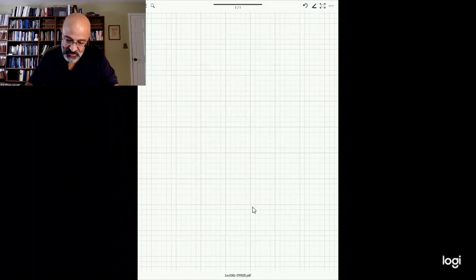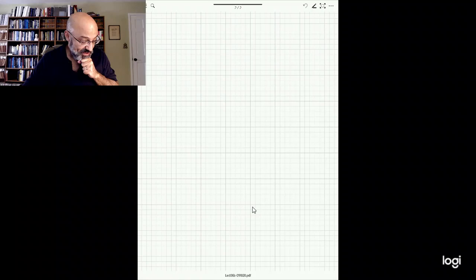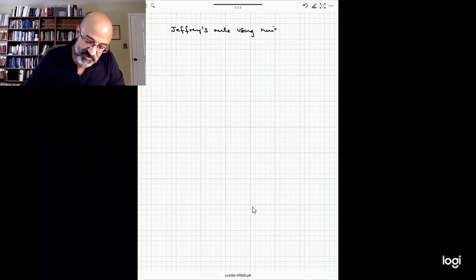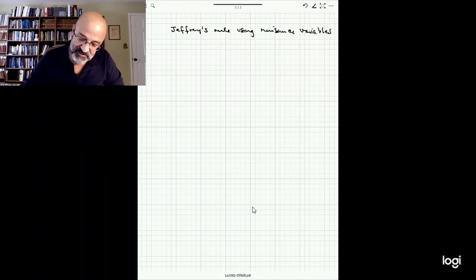This is the same thing, but with a different name. What we would like to say is that we want to study this Jeffrey's rule using what is called nuisance variables. Nuisance variables are obviously variables that are inconvenient. This is a technical term. The idea is going to be the following.